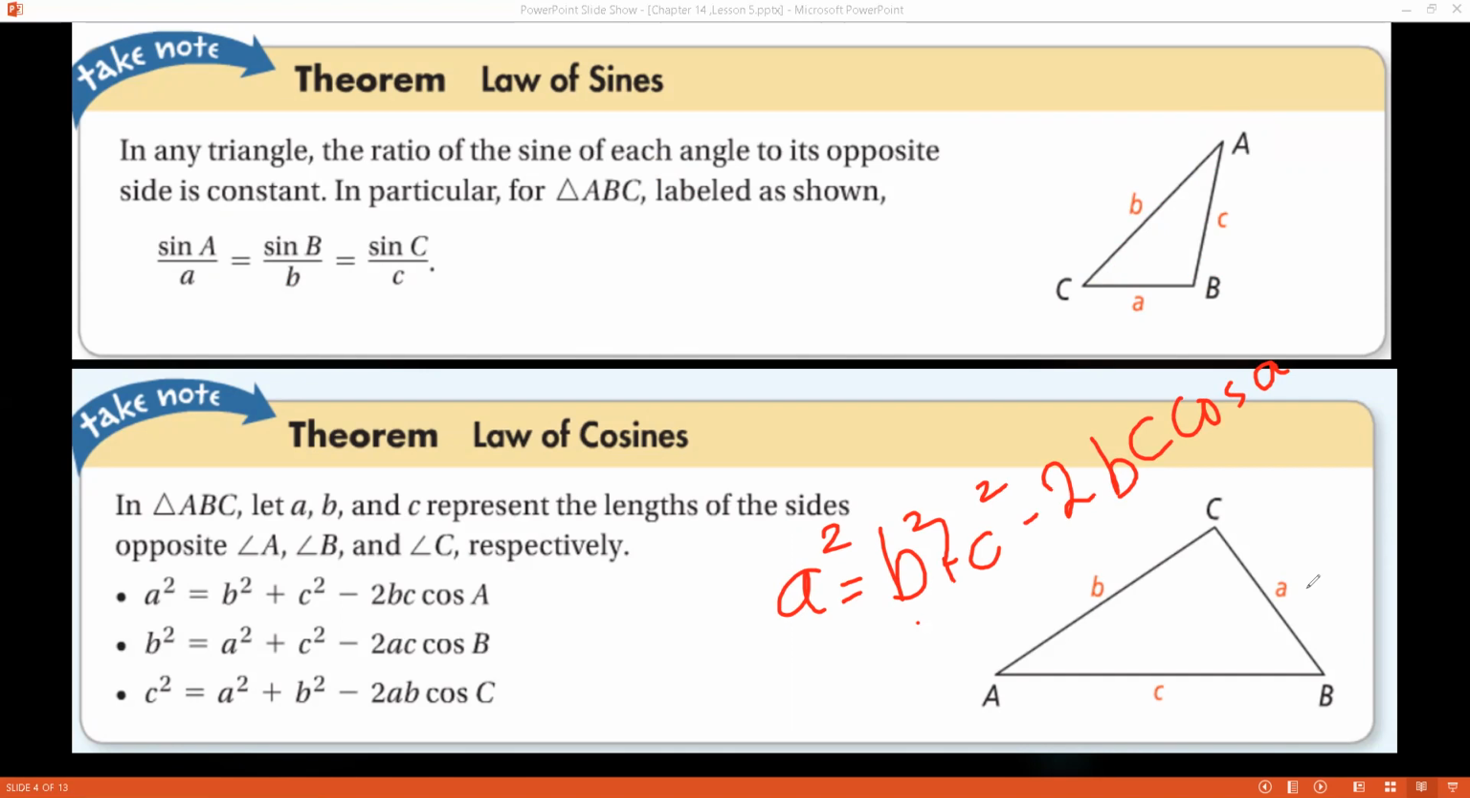So here, how can I know it? All the letters must be written. If I start with a, I must end with A. If I start with b, I must end with the angle B. And if I start with c, I must end with C. These are the laws of cosine. If I have two sides and the included angle between them, and I want to find the measure of the side opposite this angle, or if three sides are known and I want to find the measure of any angle, I will also use the law of cosine.